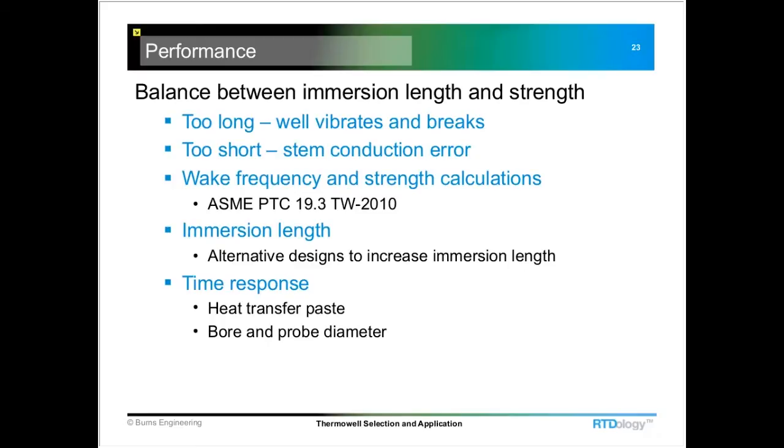If we have a well that's too short, we're going to have some stem conduction error. If it's too long, the well could start to vibrate due to wake frequency issues or strength problems. If it's a really viscous product, for example, and it's flowing by at a pretty good rate, the well might not be strong enough to withstand that. So there's a balance between these, and we're going to go into this in a little more detail here. First thing to look at, though, is the wake frequency and strength calculation.